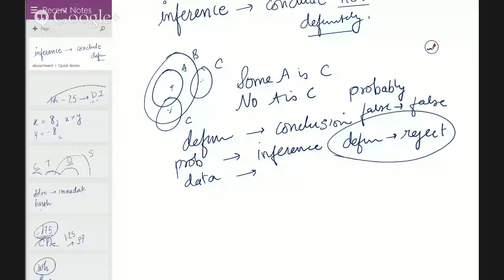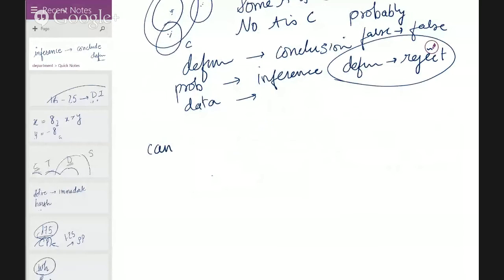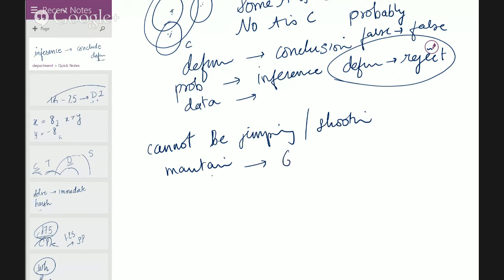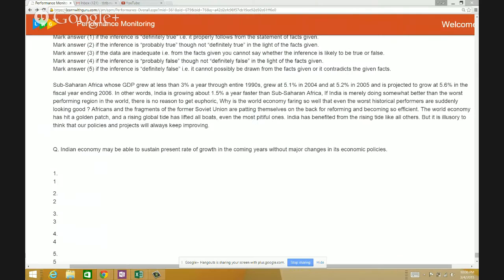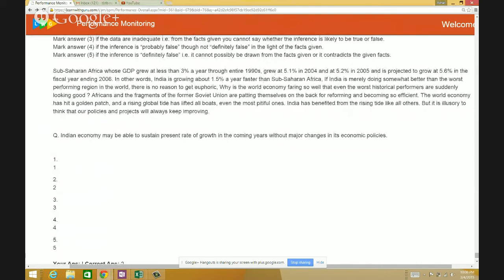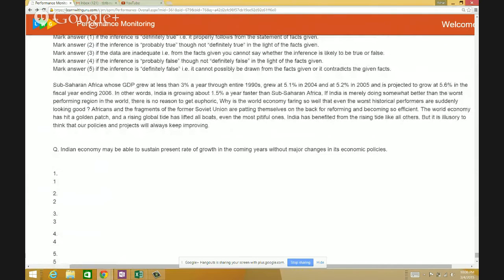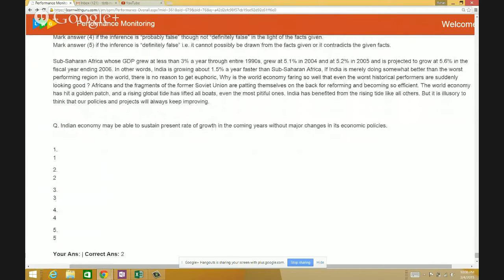What the passage says is we cannot do horribly better or superb, we cannot be jumping or shooting up our economy so easily. But maintaining that is okay. We had low rates, hardly 6.5% and so on, and maintaining that is perfectly fine. So the answer is probably true, because it can be inferred in one aspect. Looking at the first two lines, we can actually conclude that. We can actually infer that.